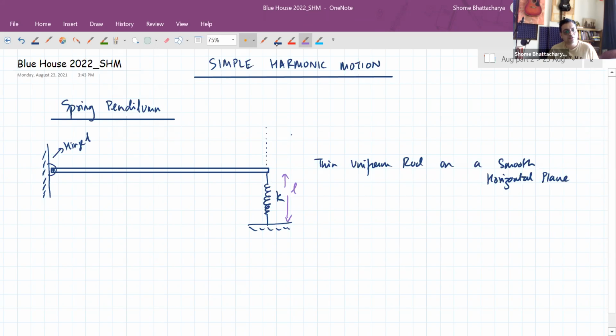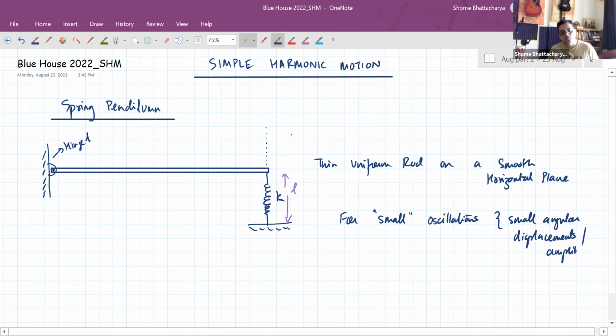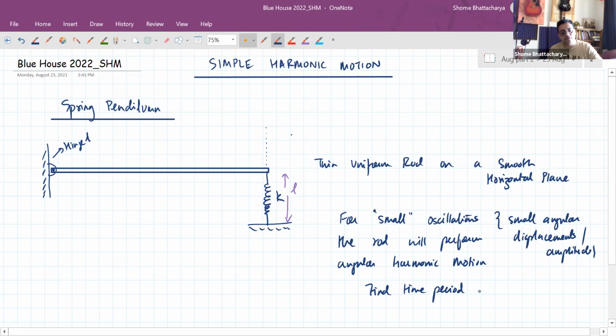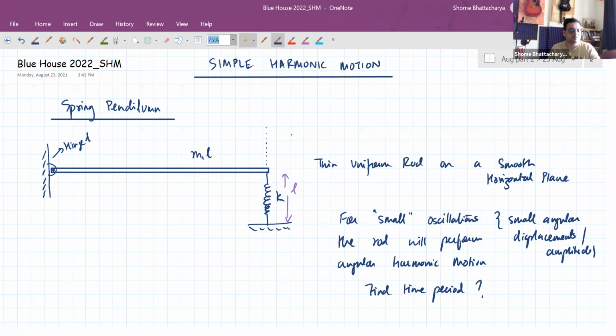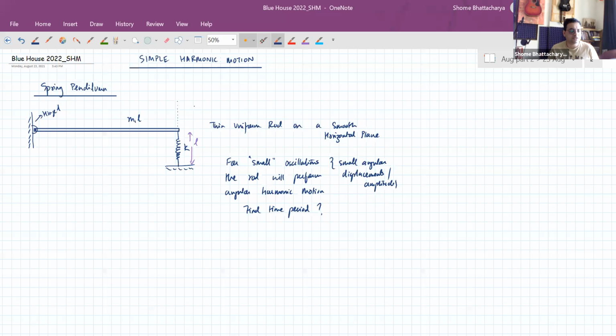So first of all, we will show that for small oscillations, and by small we mean small amplitude oscillations, so that means small angular amplitude or angular displacement, the rod will perform angular harmonic motion. And we'll find the time period. So straight away, from what we've written down over here, you can understand that there is some kind of application of small angle approximation when we look at the displaced position from equilibrium.